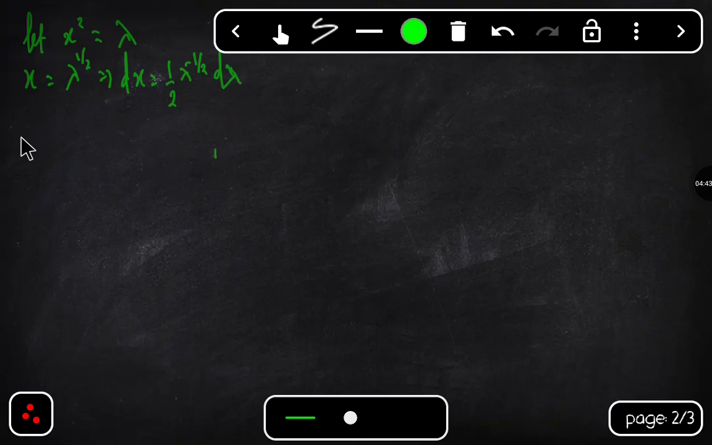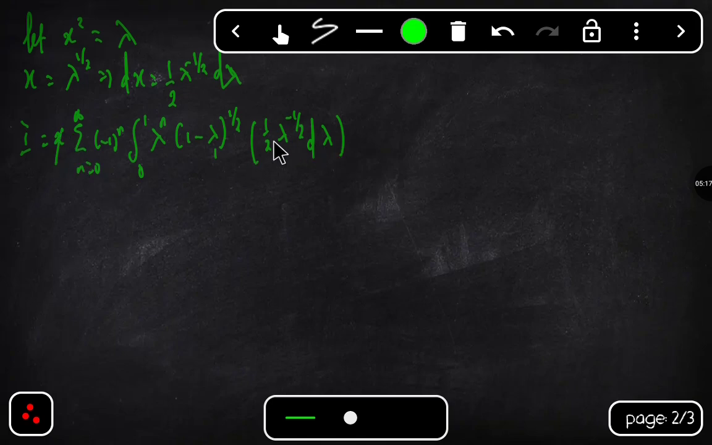So then we have I is equal to 2 multiplied by the sum of n from 0 to infinity of negative 1 raised to the power of n, integral from 0 to 1. Yeah, the limit is not changing, okay? Because if you input 0 here, you still have 0. If you input 1 here, you still have 1. So instead of writing x raised to the power of 2n, you can just write lambda raised to the power of n, then 1 minus lambda, then everything raised to the power of half. Then dx is now 1 over 2 lambda raised to the power of negative half d lambda. Okay, so we can see we cancel out 2 right here.